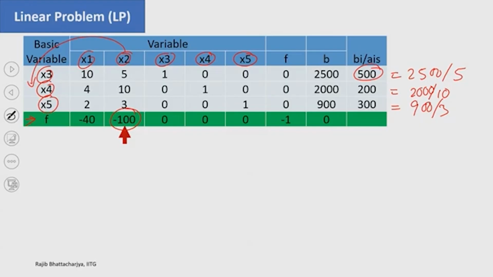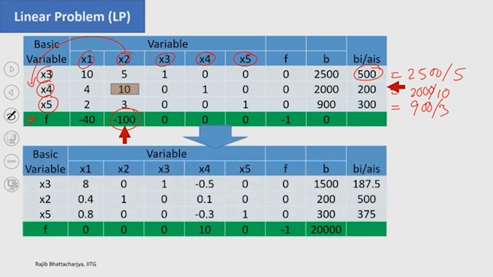So, what you have to do now? We have to select the minimum one here also. The minimum one is 200. So, therefore, this will be the pivoting element. So, if it is pivoting element, what you have to do? We have to make this one, and for others the coefficient of x2 will be equal to 0. So, if I do that, finally I am getting that the coefficient of x2 in the second equation is 1 now, and for other equations they are 0, including the objective function.